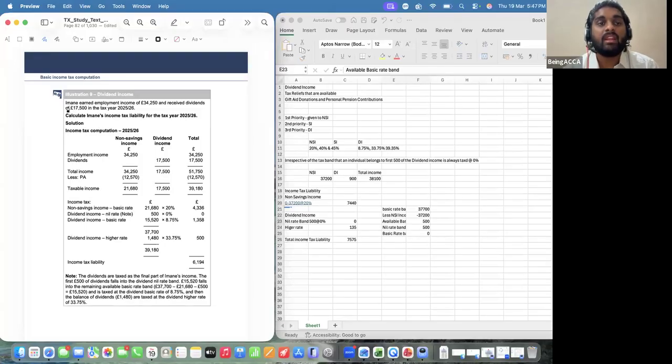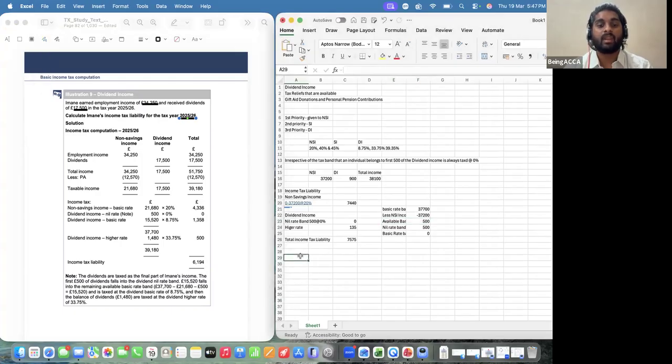Emain earned employment income of 34,250 and received dividends of 17,500 in the tax year 25-26. Calculate Emain's income tax liability for the tax year 25-26. So now what do we have? We have the computation of Emain's income tax liability. Income tax liability is our question. Now, we have non-savings income and dividend income and the total. First, we have employment income.